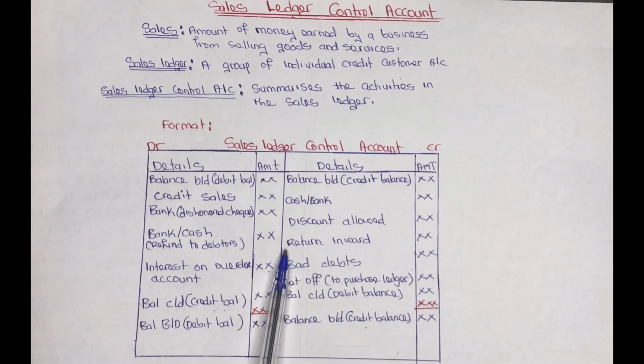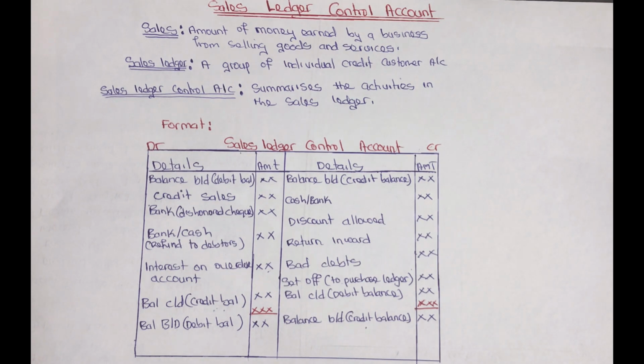And then we also have returns inwards. When the customer buys goods and then decides to return some of them because they were faulty or they were not the goods the customer wanted, that is returns inwards. The returns inwards is found in the sales day book or the returns inwards journal.